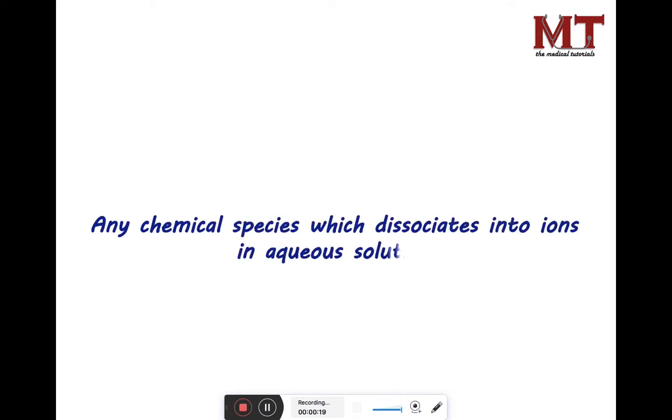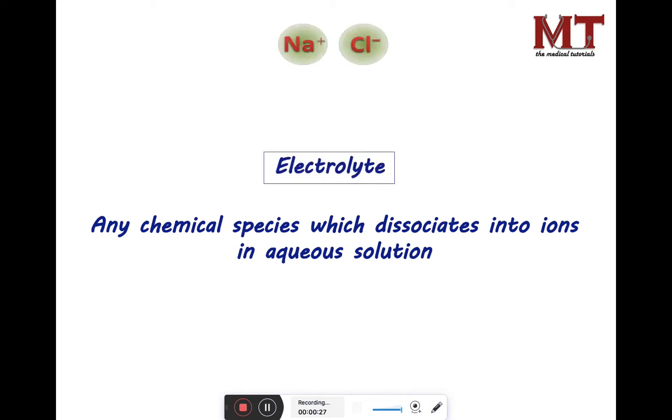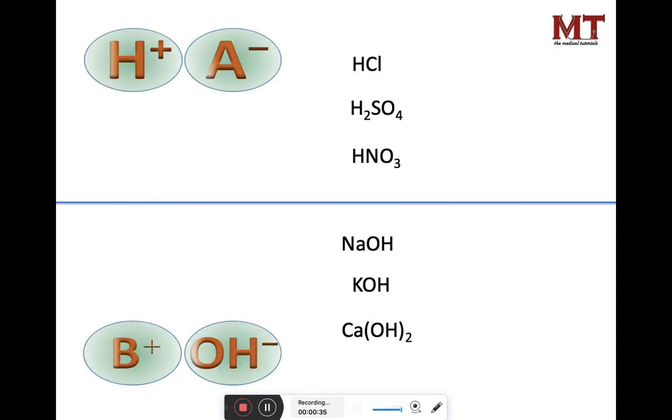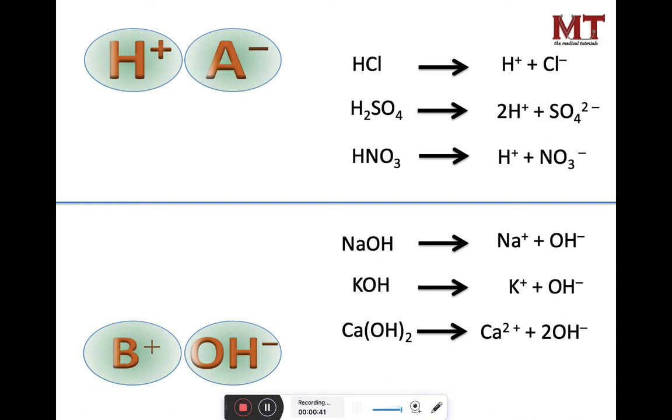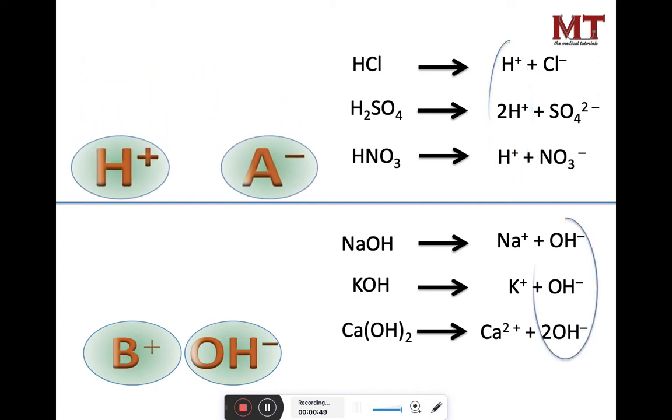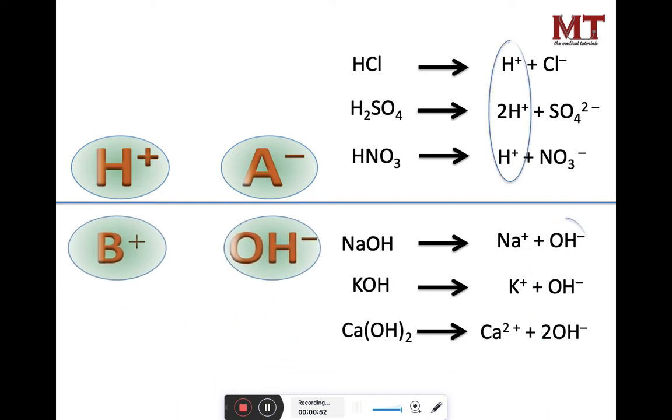As discussed in lecture 5 of Meditut, the medical tutorials, any chemical species which dissociates into ions is called an electrolyte. Sodium chloride is the typical example of an electrolyte, and there are many other molecules which qualify as electrolytes. Acids and bases are also electrolytes because they dissociate into ions. But in case of acids, the cation is always a hydrogen ion, and in case of bases, the anion is always a hydroxyl ion. But they're electrolytes because they dissociate into ions.